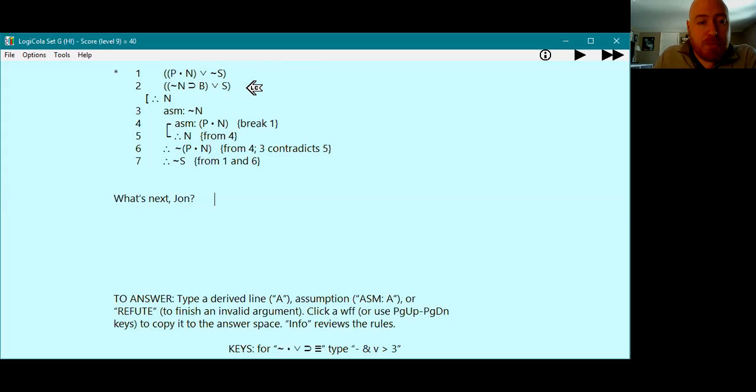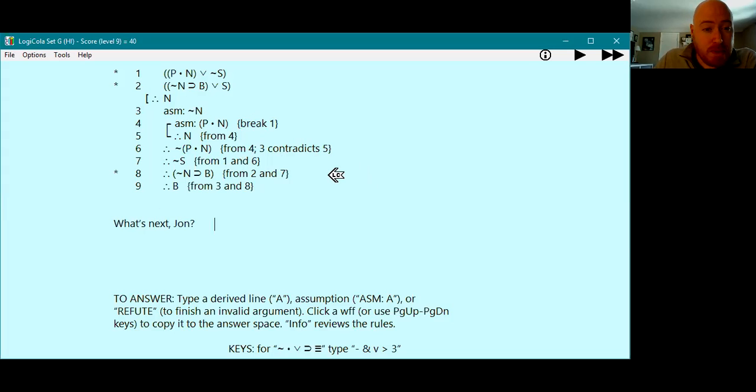Now, notice what I have here. I have either if not N, then B, or S. Down here on line 7, I've got not S. So either triangle or box, and here I've got not box, so I can derive triangle. So if not N, then B, right? Now, I've got not N on line 3, and I've got if not N, then B on line 8, so I can derive B.